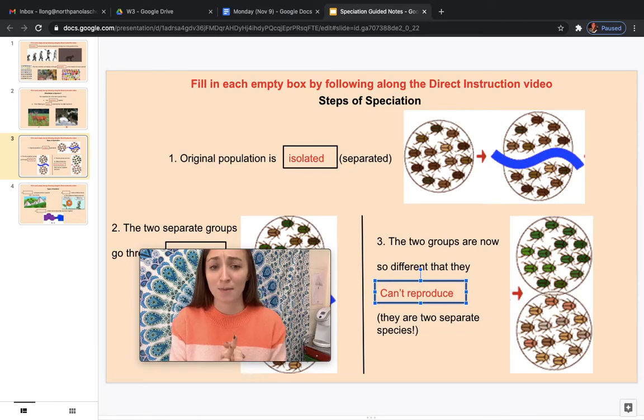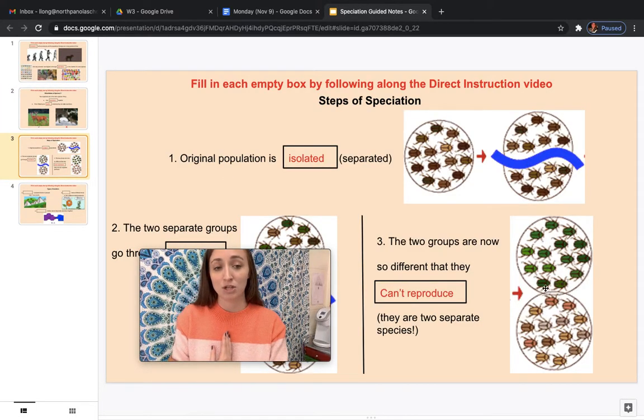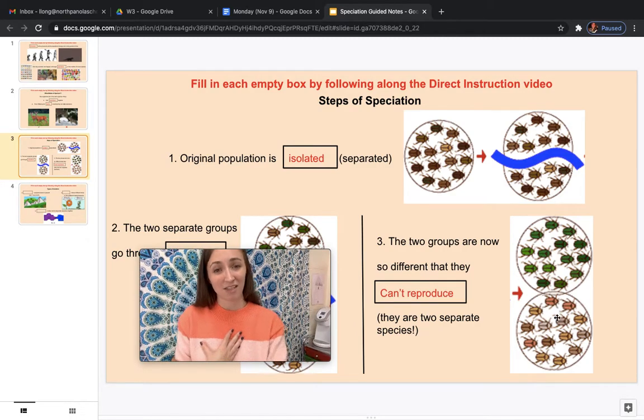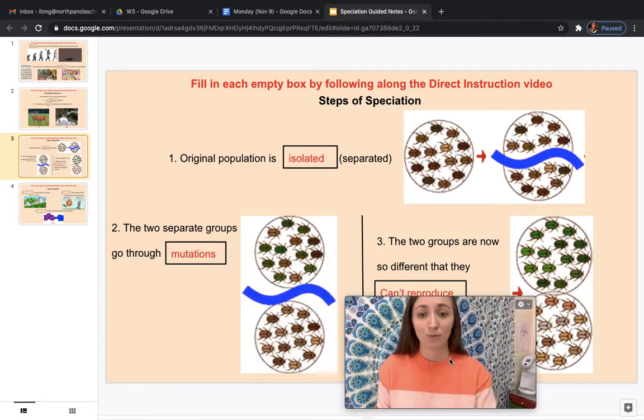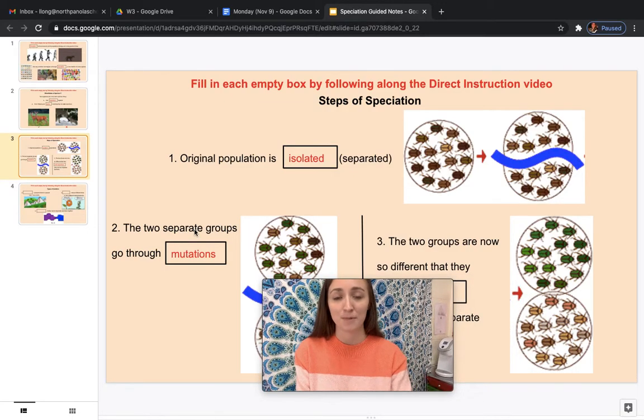Since they are unable to reproduce with each other, that goes back to our definition of what even makes a species. If they can't reproduce together, they're not in the same species anymore. So we have two new species. We have this species of green beetles that can reproduce together, and this other species that can reproduce with each other, but not together, because they are two separate species. So that is exactly how speciation, or the creation of a new species, happens. It's just 1, 2, 3. Your group is isolated. They go through mutations until they get so different that they can't even reproduce. So we're two separate species.